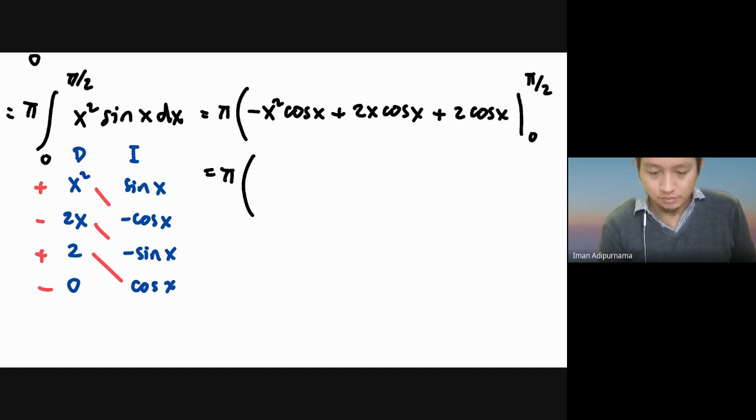So we can input the value for pi over 2. This will be 0, right? Pi over 2 is 0. Pi over 2 again, this is 0. All 0, right? So we should have 0 minus.